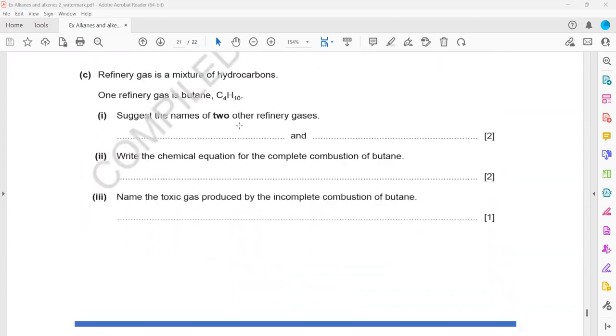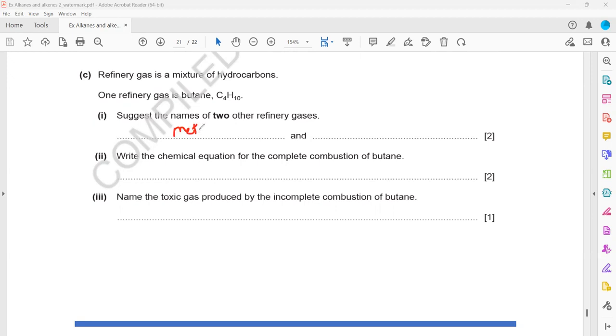Refinery gas is a mixture of hydrocarbons. One refinery gas is butane, C4H10. Suggest a name of other two refinery gases. What about decane and octane? Those are not refinery gases. Usually refinery gases, yeah, ethane, because they will have less than 5 carbons, or less than 4 carbon. So propane and ethane. Yes.